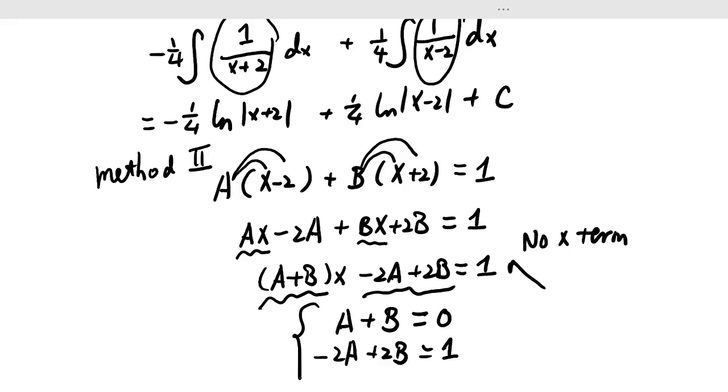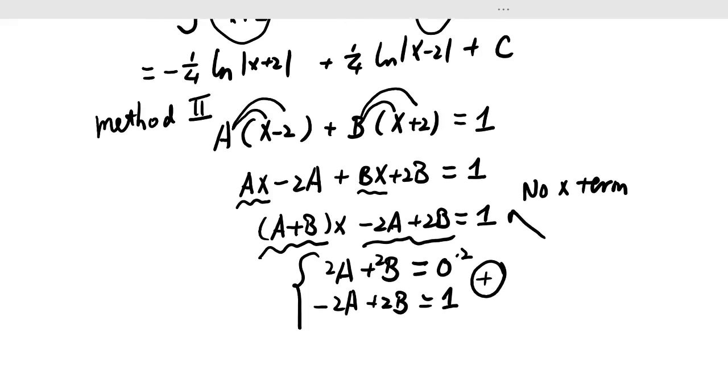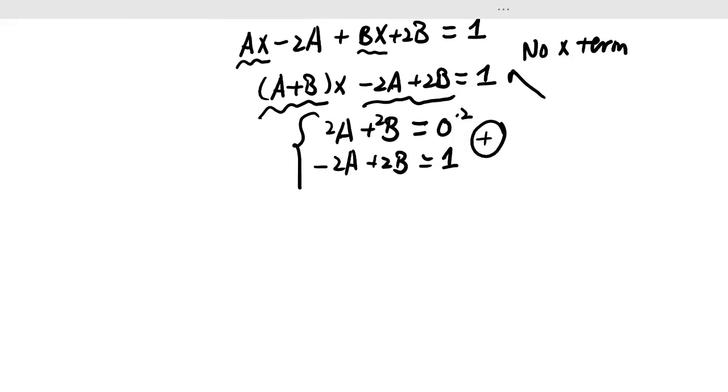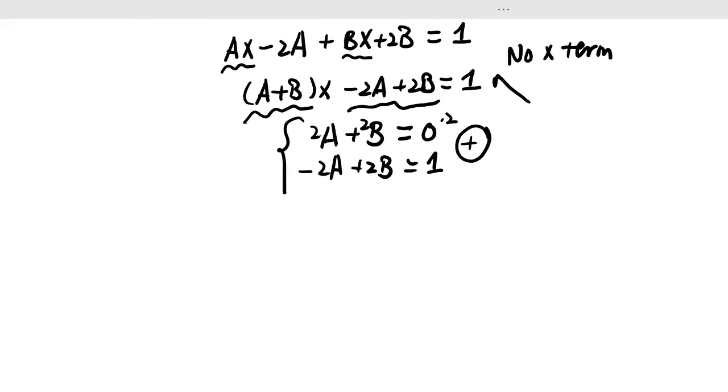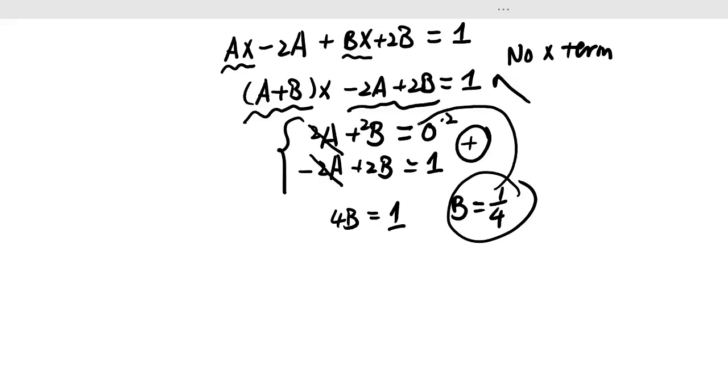Now in order to solve that, we can times the first equation by 2. Then add up these two equations. So 2a and negative 2a cancel out. Now we have 4b equals to 1. Now we can solve for b. b is 1 over 4. We substitute back into the first equation because a plus b has to be 0. Now I know a equals to negative 1 over 4.